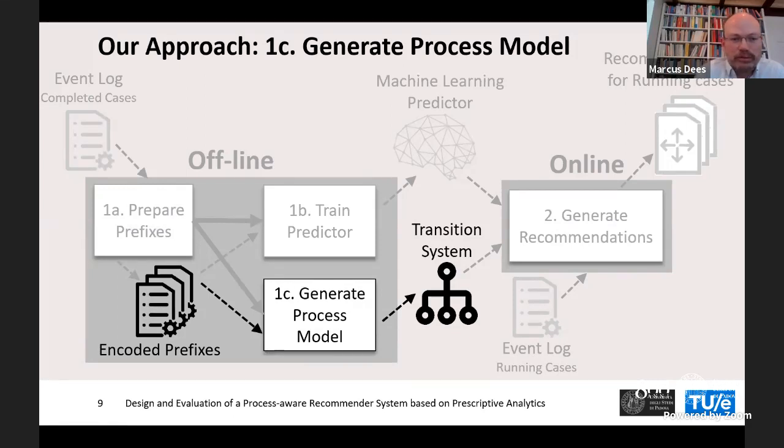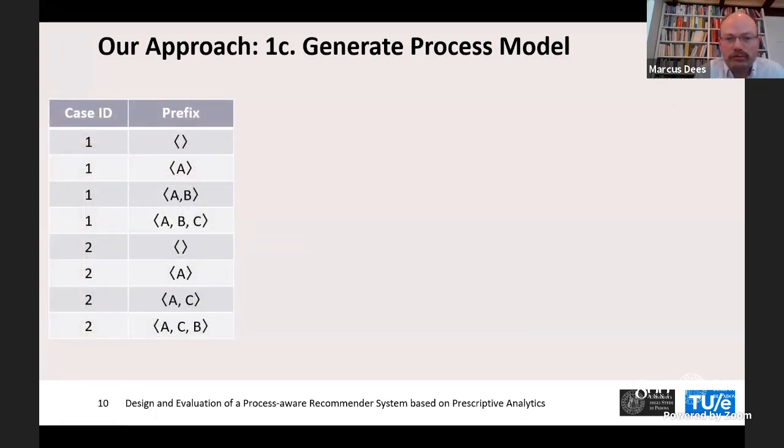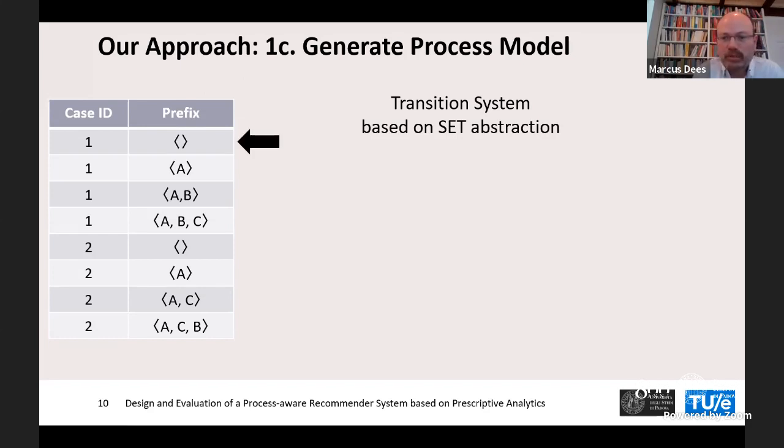The next step is to generate a process model in the form of a transition system. To do that, we first take our previously constructed prefix table, and we create a transition system based on the set abstraction. Other abstractions like multiset and sequence are also possible. We start at our first case and first prefix. This is the empty prefix, and it is represented in the transition system as the empty set. Then we move to the second prefix, which is an A, and we use the directly follows relation to construct our transition system. So the empty prefix is followed by the A prefix. We add a new state for the new prefix, and we add a transition consisting of the occurrence of the activity A, going from the empty prefix to this new state. In this way, we construct our transition system.